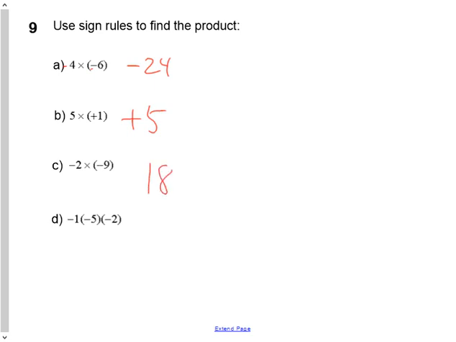And the tricky one is because it's a negative times a negative, those are the same signs, which is a positive 18. And your last one's a little tricky. -1 times -5, if I do that first, is going to be a +5. And +5 times a -2. 2 times 5 is 10. Opposite signs is -10.